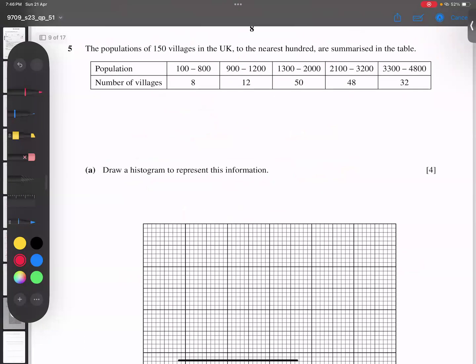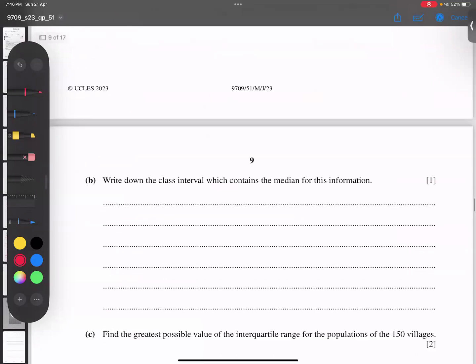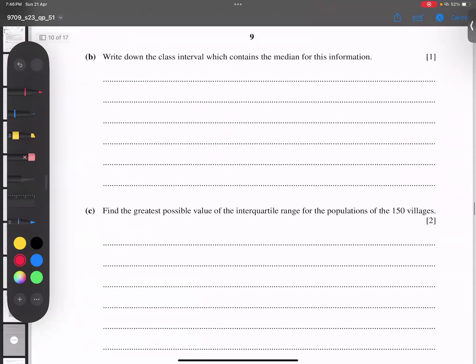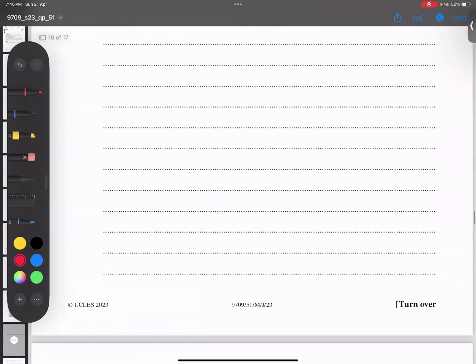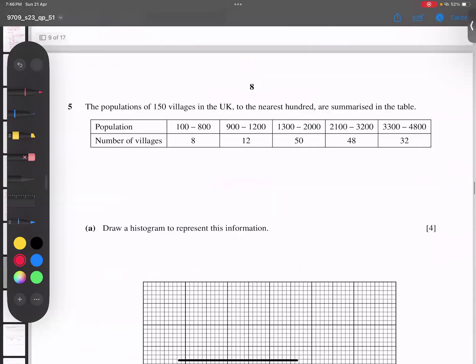Question number 5, we have the population of 150 villages in the UK, to the nearest 100, summarized in a table. And it says, draw a histogram. Let me check the second part. Do we need a mean also here? No. So I think we can make only one column. One column is enough.